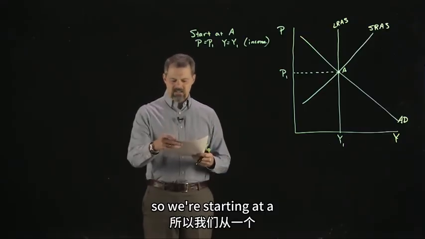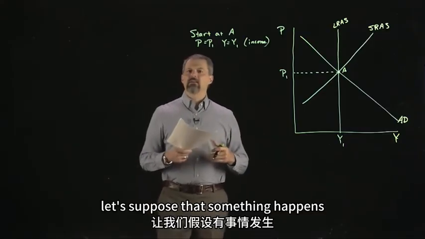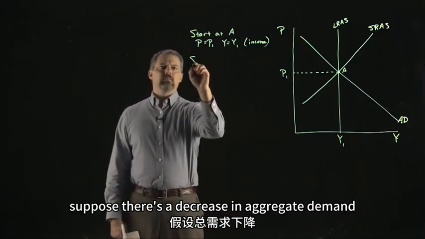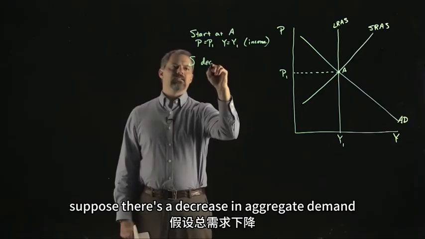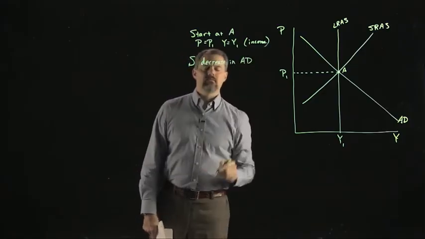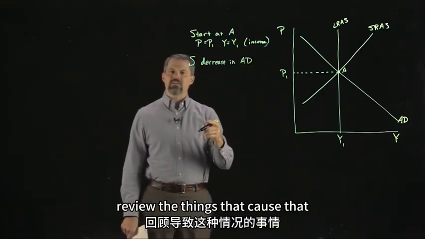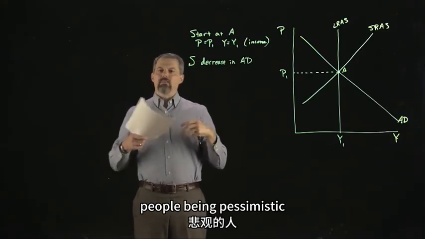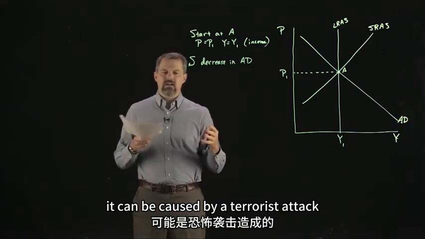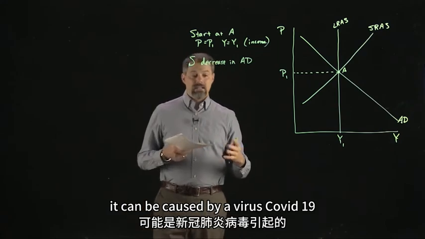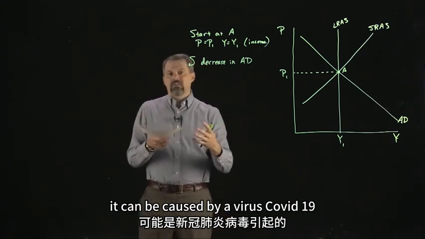So we're starting at A. Let's suppose that something happens that causes aggregate demand to decrease. Suppose there's a decrease in aggregate demand. Now let's just review the things that cause that. A decrease in aggregate demand can be caused by people being pessimistic. It can be caused by a terrorist attack. It can be caused by a war. It can be caused by a virus.